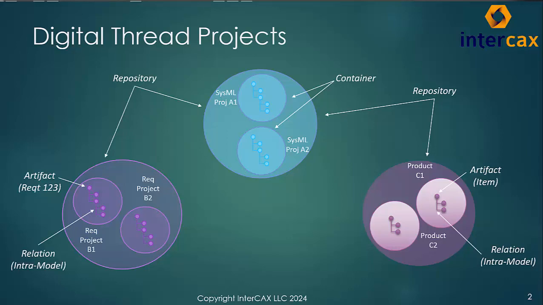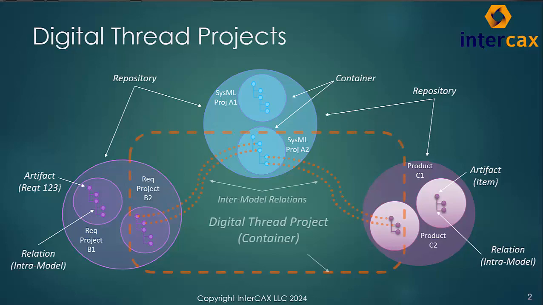Syndeia can be thought of as sitting above those repositories and adding a layer of intermodel relations between artifacts in different repositories. Syndeia partitions those intermodel relations into groups called digital thread projects. Each digital thread project contains one or more intermodel relations that define a specific system model.